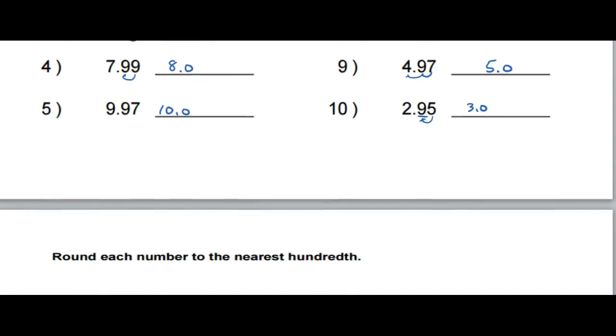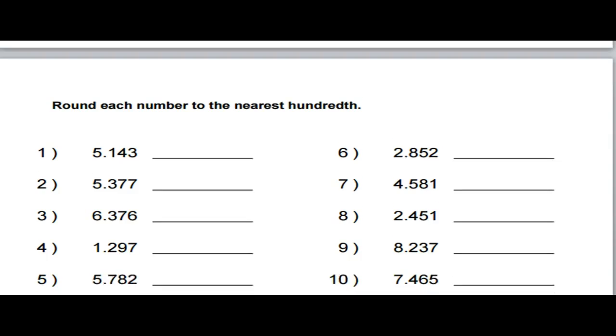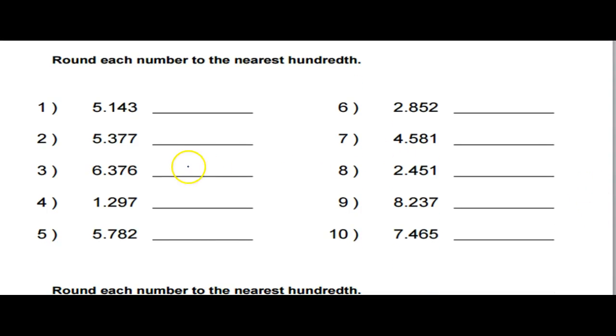Okay, hopefully I'm not going too fast. Now, when I round each number to the nearest hundredth, right, remember, it's tenths and then hundredths. So I'm rounding to this number each and every time. Okay, what number do I look at? I look at the number to the right. So the 3 tells me to round up or down. It tells me to round down, so the number stays the same, 5.14.